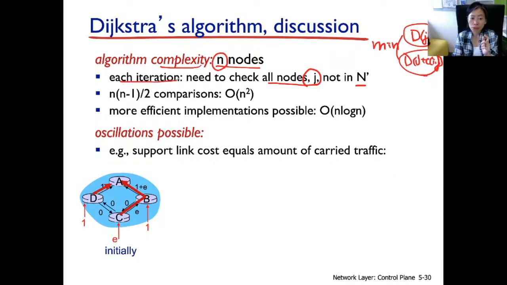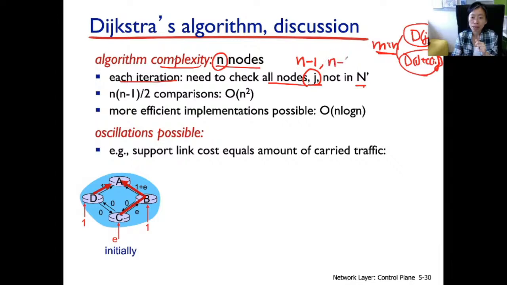In the first iteration, only the source is in N prime. How many j's are connected to the source? It's fully connected. Therefore, n minus 1 nodes will all be j, and we'll need to do a min for each of these j. First iteration, we'll need to do n-1 comparisons.